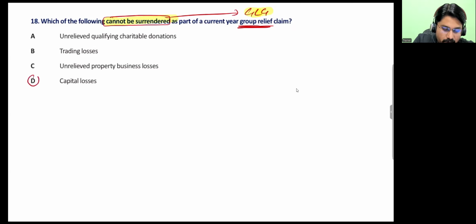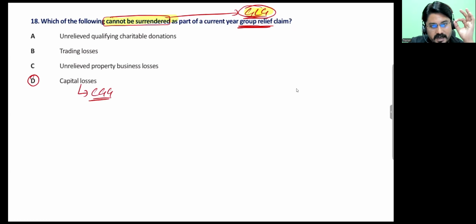Capital gains or capital losses cannot be adjusted in group loss group. Rather, they are adjusted in the capital gain group concept. So in the group loss group, companies can transfer each and every loss except capital losses. The companies in the group loss group can transfer everything to each other except capital losses, because for capital losses there is a separate concept named capital gains group. So capital losses will be adjusted with those companies which are in the capital gains group.